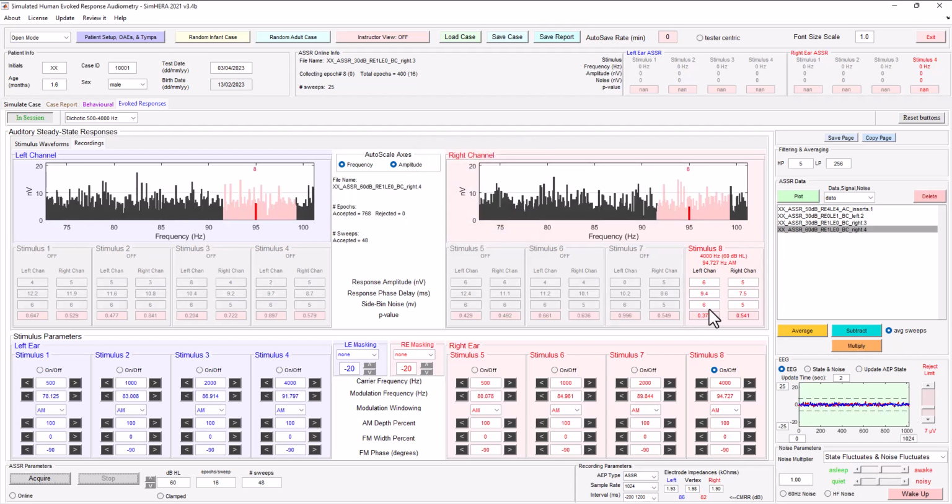So for the right, we end up getting a no response and very low noise level. We likely would have stopped not at the maximum number of sweeps of 48. We would have stopped a lot earlier. But again, for the sake of this video, we're just going to go to record offline as 48 sweeps. All right, so we can't go up higher than 60 dB HL for the bone conductor.